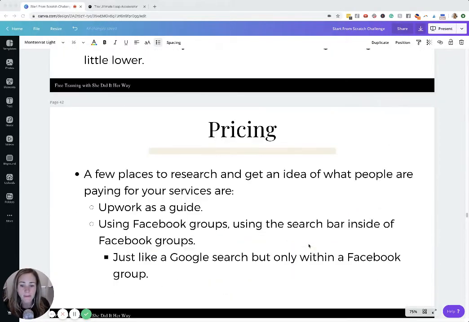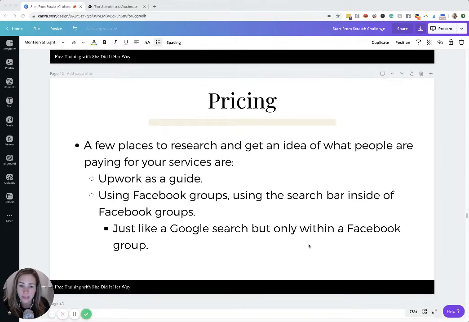So you can do that mathematical equation and a few places to research and get an idea of what people are charging. You can again revisit Upwork, which is amazing. We talked about that earlier in the week when we were talking about crafting your roadmap. Then you can also visit Facebook groups and use the search bar inside of the Facebook group. It's kind of like a Google search engine, just how you would Google something.